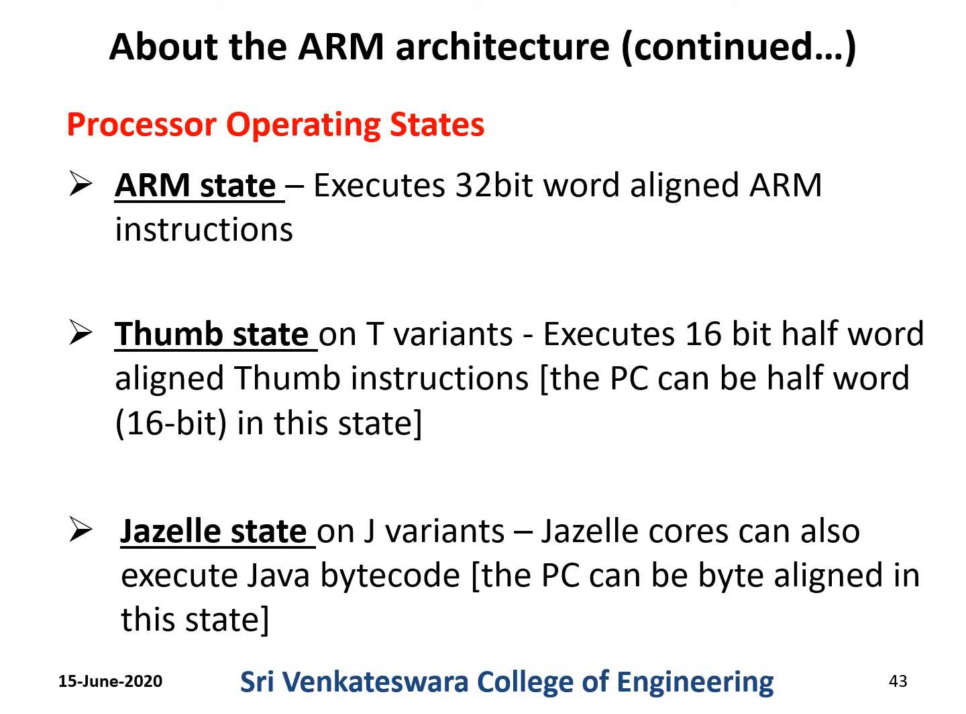Here, apart from thumb state and ARM state, there is one more state of operation for the ARM processor, that is the JZL state. If the processor executes Java bytecode, then the processor enters into the JZL state.